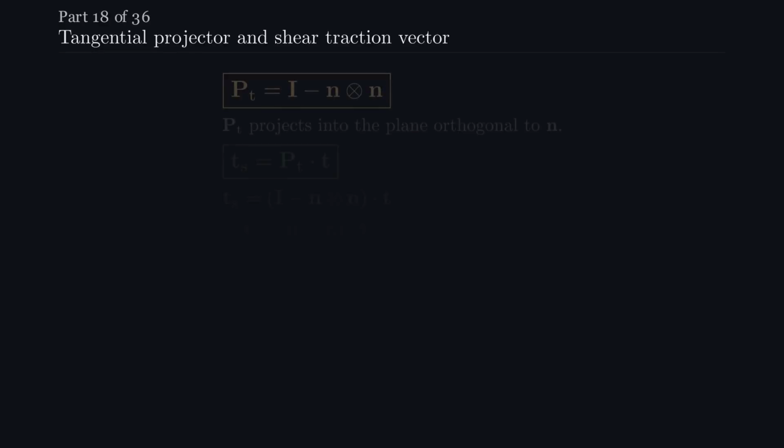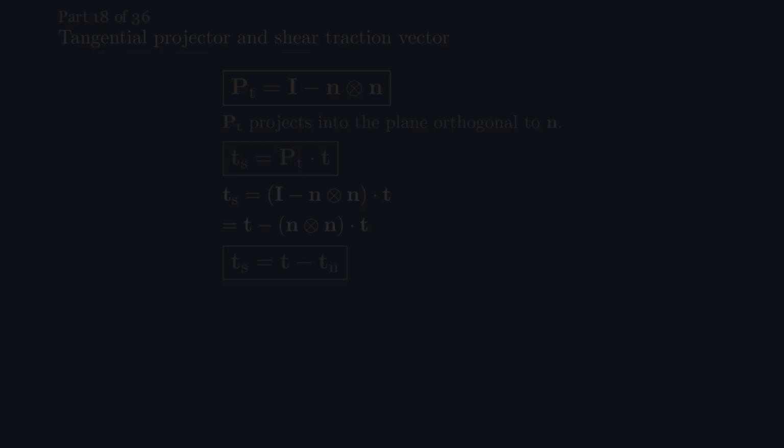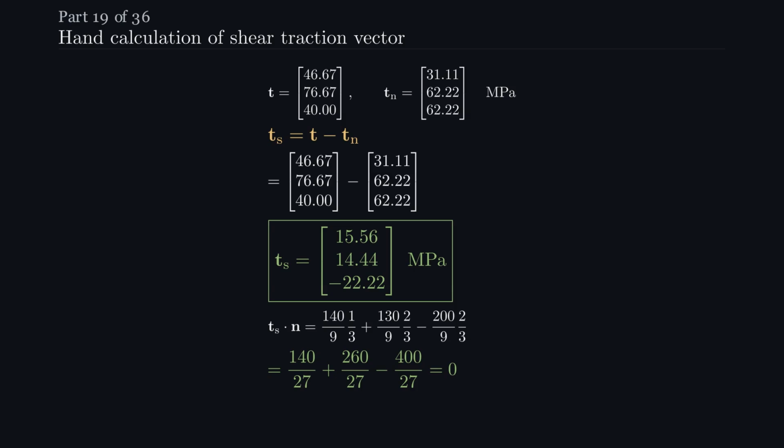The tangential projector is identity minus n tensor n. It removes the normal component and leaves the part of traction tangent to the cut plane. Therefore, the shear traction vector is traction minus the normal traction vector. Subtract the normal traction vector from the full traction vector to get the shear traction vector. The exact fractional check shows that this shear vector is orthogonal to the plane normal. Therefore, it lies in the cut plane.